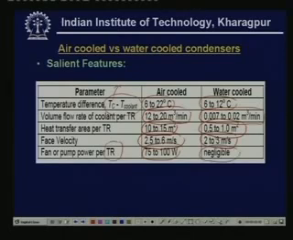This is because in the air cooled condenser the volumetric flow rate of air is much larger. So, the fan or blower has to handle a much larger volumetric flow rate of the fluid. As a result, the required power also will be high.